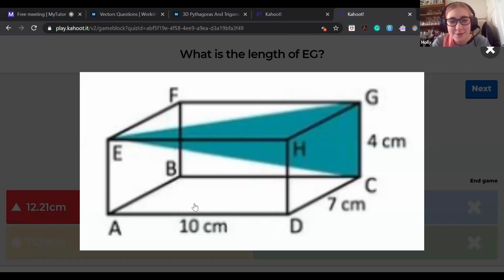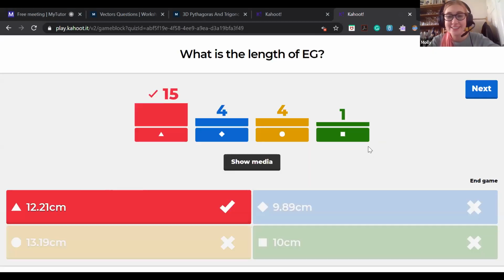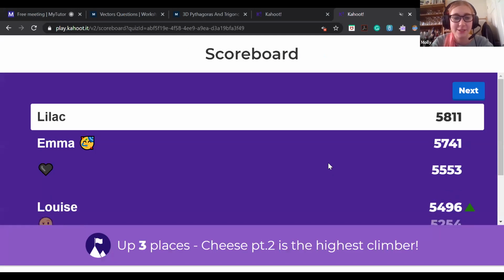What we actually want to work out here is, see that this is the same as A to C, which is 10 and 7. So you do 10 squared plus 7 squared, which is 149, and then root 149, which gives you 12.21. So I was right in the answers, and as were most of you, smarter than me on that one, so well done.